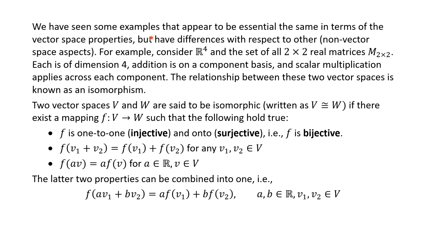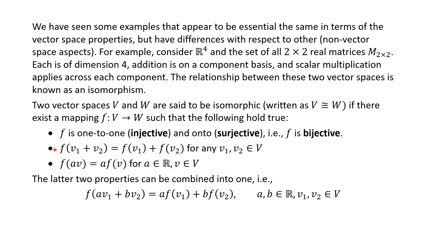I'm repeating myself a bit here in the first paragraph, but just to emphasize the point, we've seen some examples that appear to be essentially the same in terms of vector space properties, but have differences with respect to other properties, which I mentioned. So for example, a four-dimensional Euclidean space and the set of all 2x2 real matrices are isomorphic. Each is of dimension 4. Addition is on a component-wise basis, and scalar multiplication applies across each component.